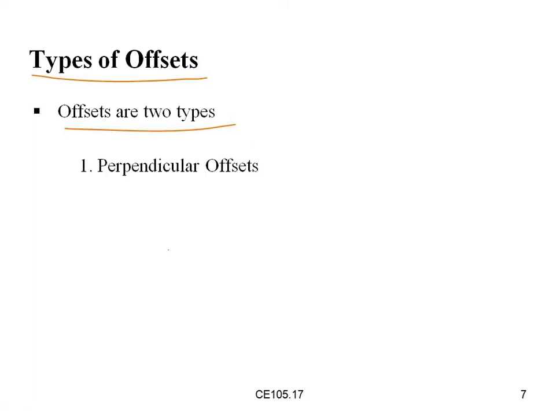Now we have the types of offsets. This is very important. The offsets are of two types. One is perpendicular offsets and the second is oblique offsets. Remember, these names are very important. We have two offsets: perpendicular offsets and oblique offsets.